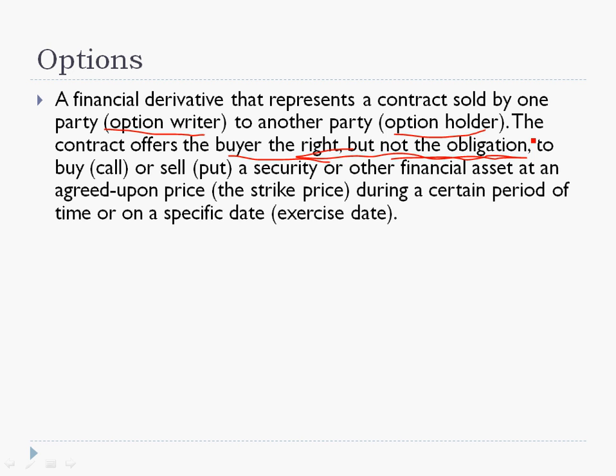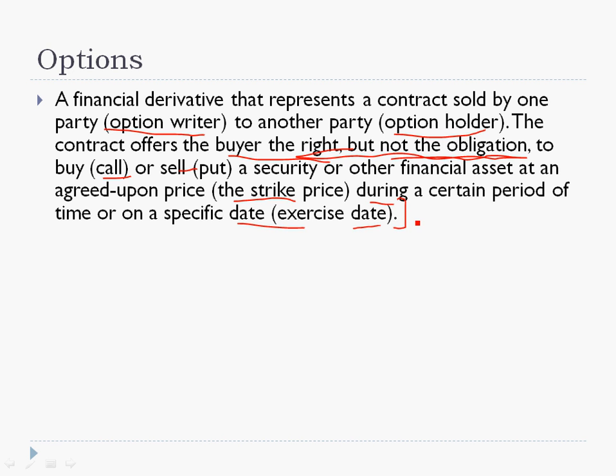In the previous case, forwards and futures, both the parties, buyer as well as seller, were obliged to fulfill their contracts. But in this case, the buyer has a right and does not have an obligation to do what is required in the contract. So what is the obligation? Either to buy, which is called a call, or to sell a security or another financial instrument at an agreed price. The agreed price is the strike price, during a certain period of time or on a specific date, which is called the exercise date.